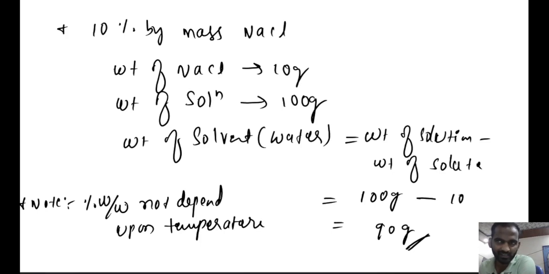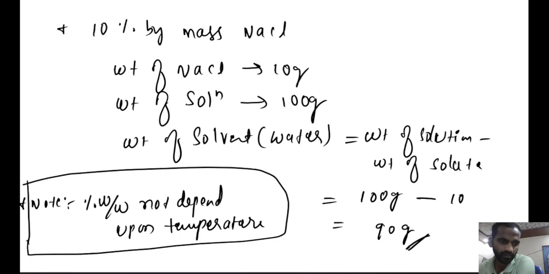If any gas or any liquid is there, and I am taking it in volume, then only it will depend upon temperature. Weight will not depend upon temperature, no? Weight never depends upon temperature. If I am increasing or decreasing temperature, weight will remain the same. But if I have a liquid and I am taking it in volume, then if I increase temperature, volume will increase, so it will depend upon temperature. But W by W percentage does not depend upon temperature. Very, very important point.